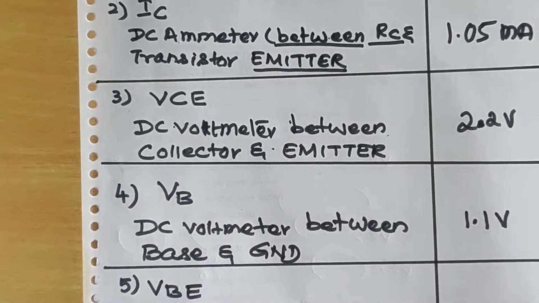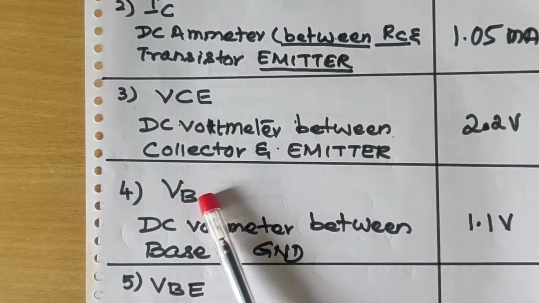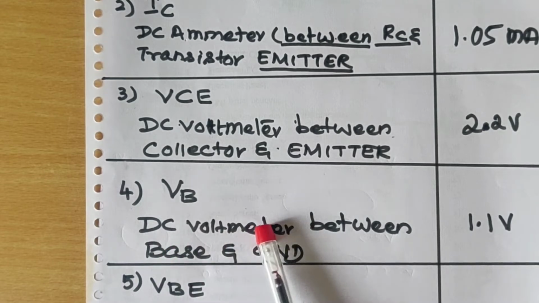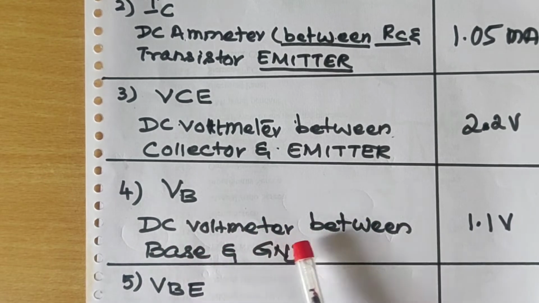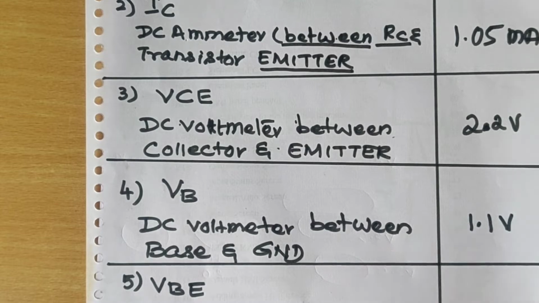Next, you have to measure the Vb. Vb means the base voltage with respect to ground. See that DC voltmeter between base and ground. I got 1.1 volts. That's correct.